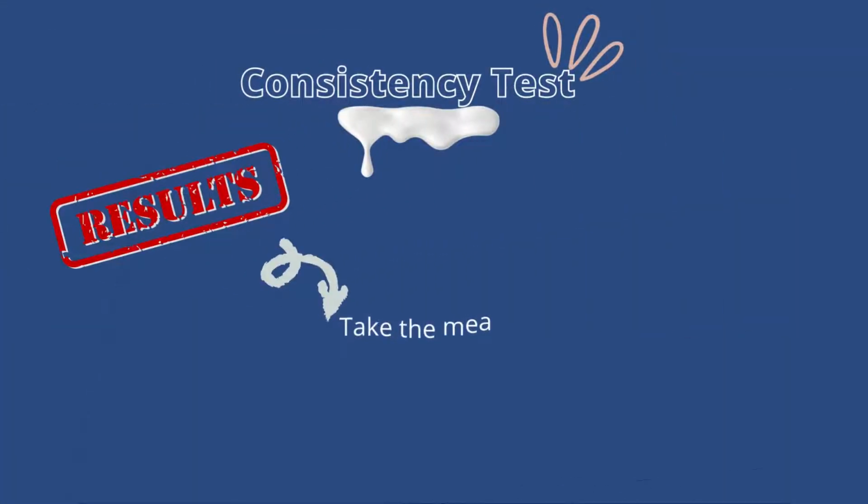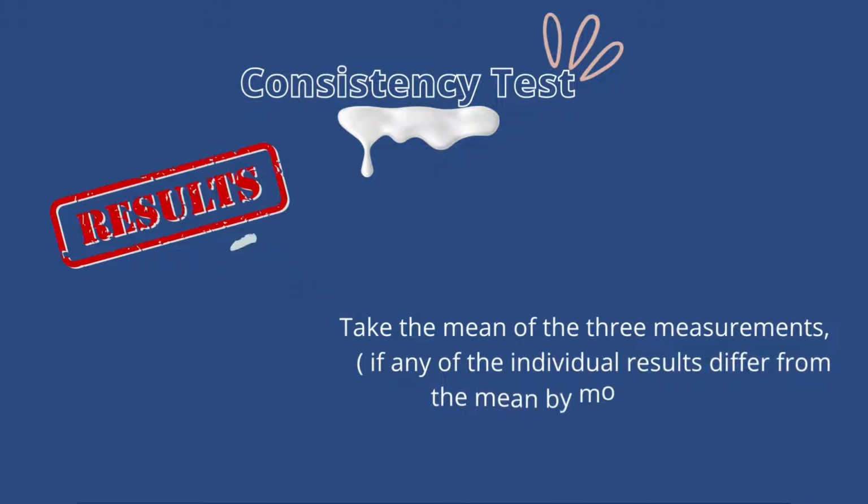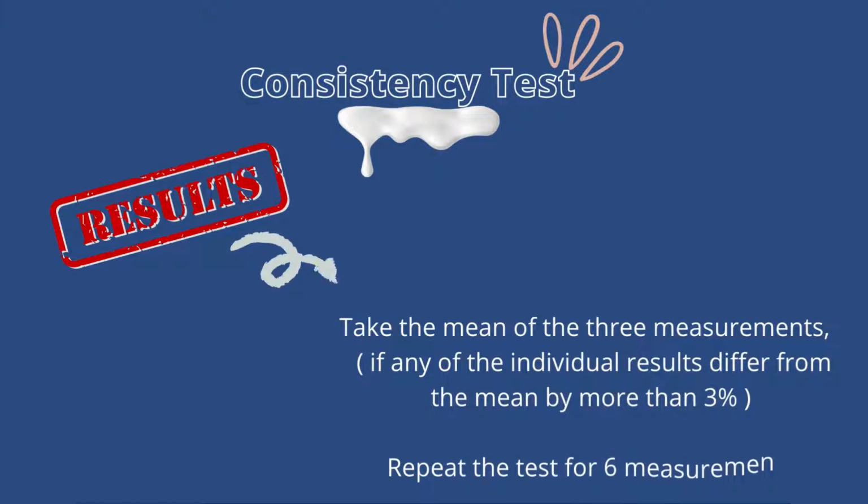The results. Take the mean of the 3 measurements, and if any of the individual results differ from the mean by more than 3%, repeat the test for 6 measurements.